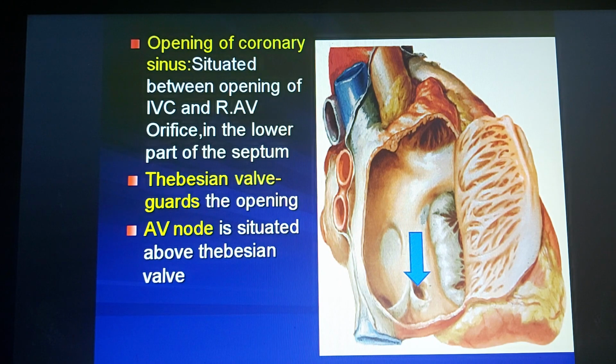This coronary sinus is covered by the Thebesian valve. Just above this Thebesian valve there is the AV node, which is situated here. So this is the Thebesian valve, and just above this is the location for the AV node.